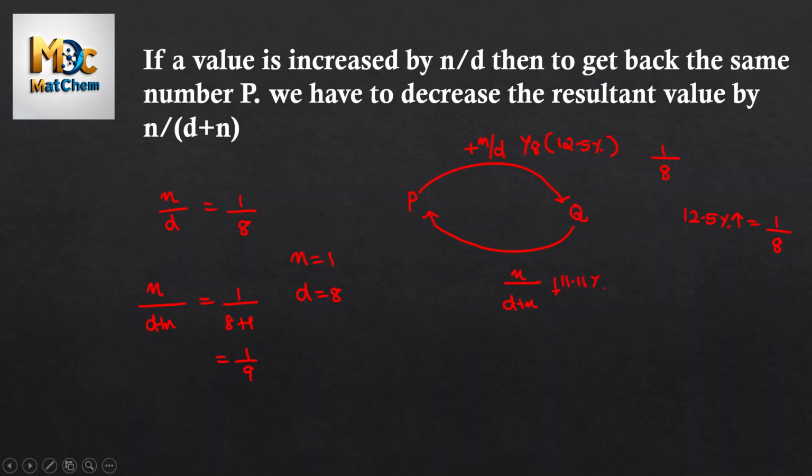Understood? This is the concept. I will tell you once again: we have a number called P. You get a number called Q by increasing P by some percentage. That percentage can be converted to a fraction. Assume that fraction is n by d; then if you want to get back to the previous number, you need to decrease it by n divided by d plus n. We have taken the example of 12.5 percentage, which can be expressed as 1 by 8. So n is equal to 1 and d is equal to 8. Therefore, n divided by d plus n will be equal to 1 by 9. So P is converted to Q by increasing by 1 by 8, which means Q to P should be decreased by 1 by 9. 1 by 9 is nothing but 11.11%.